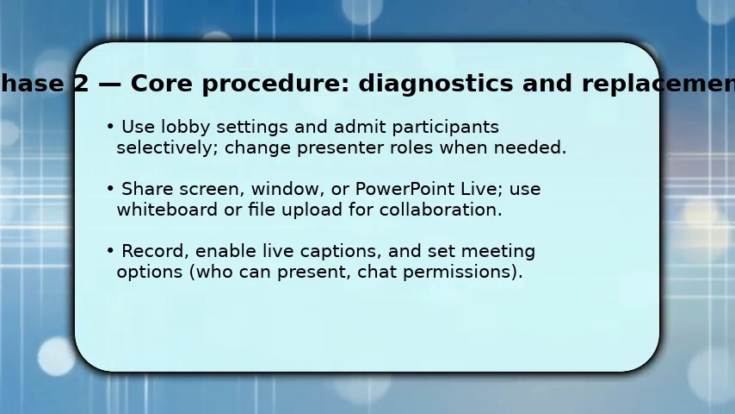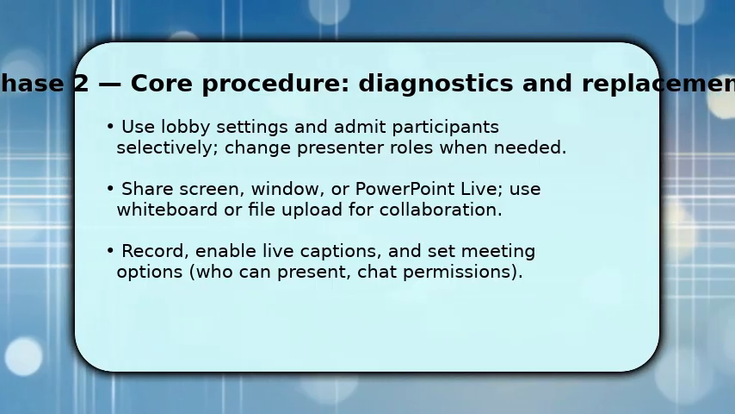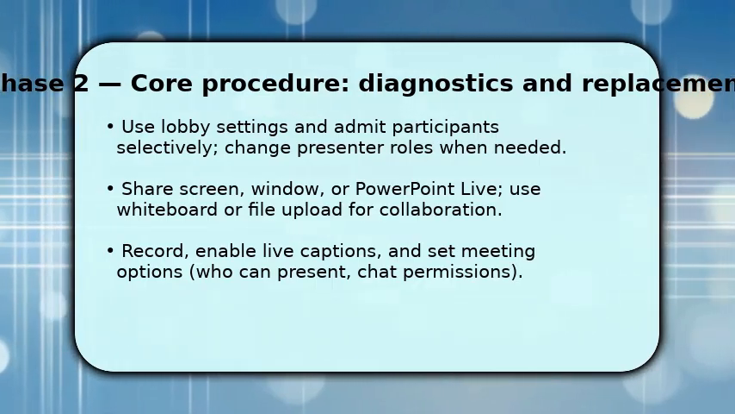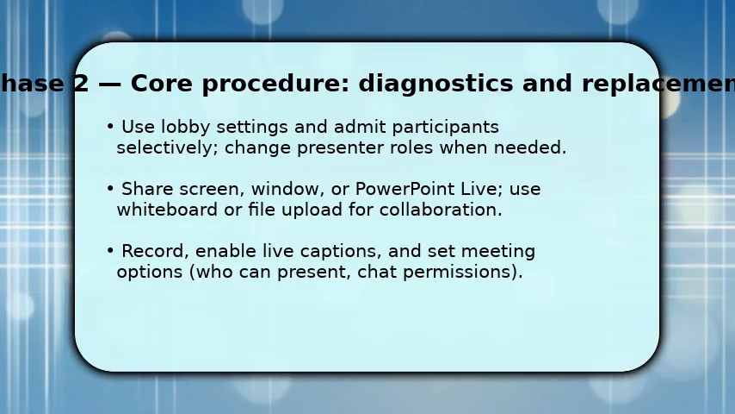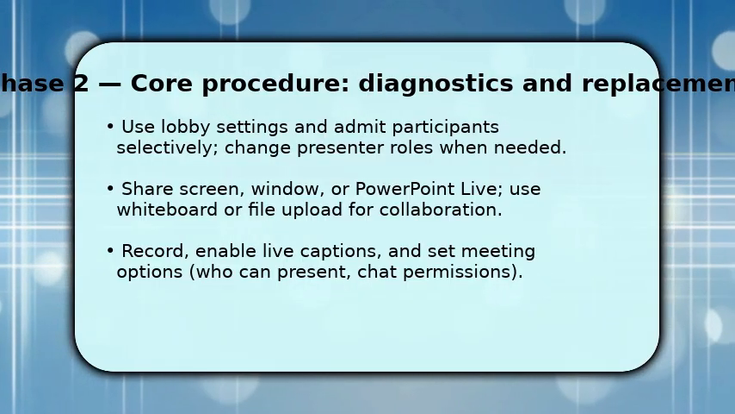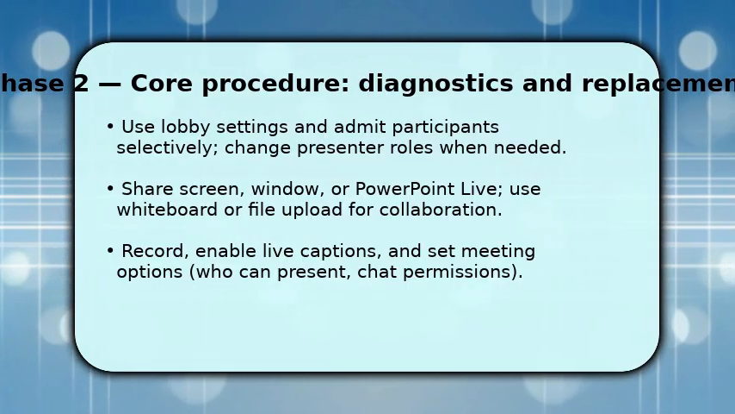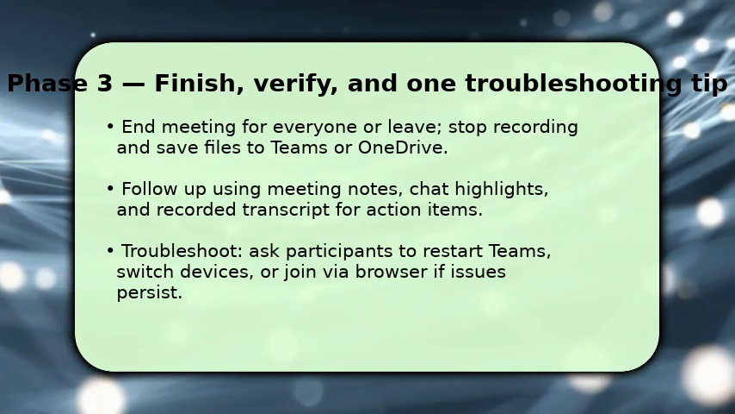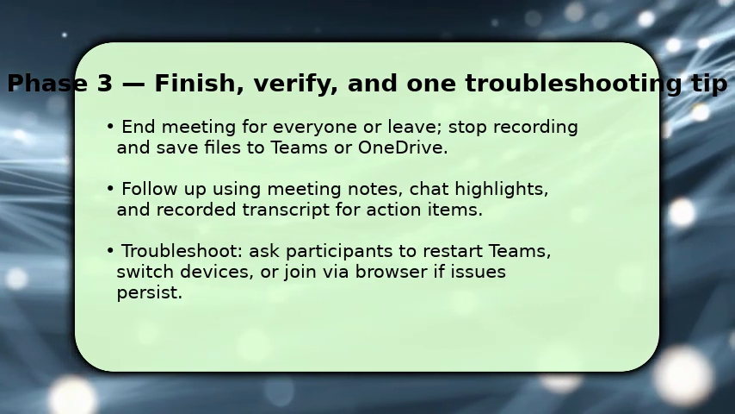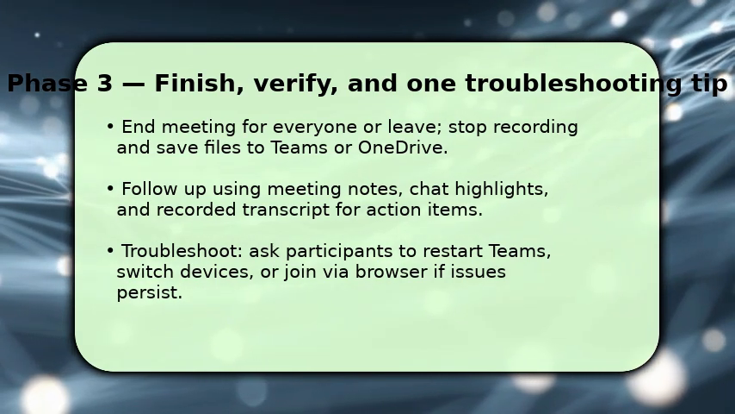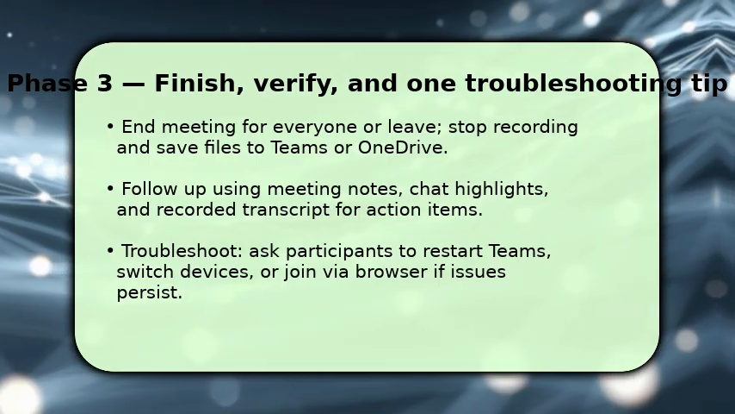Enable recording and live captions for accessibility and later review. Once you adjust meeting options, like lobby behavior, finish decisively. Stop recording, save materials to Teams or OneDrive, then end the meeting for everyone if you're the host. Make sure action items are clear by posting notes and the recording link in chat.